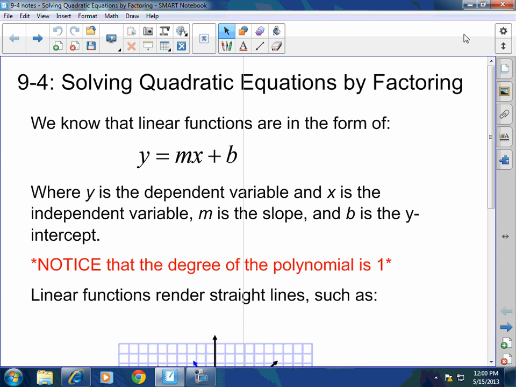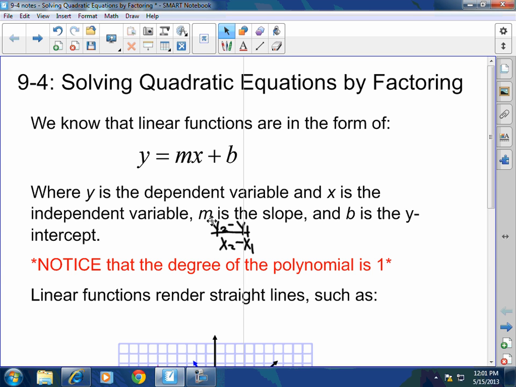We know that linear functions or equations are in the form of y equals mx plus b, where y is the dependent variable and x is the independent variable. M is the slope, which, remember, the slope formula is y2 minus y1 over x2 minus x1. And b is the y-intercept. We've been working a lot with this y-intercept. What is the definition of a y-intercept? It is the y value when x is 0.